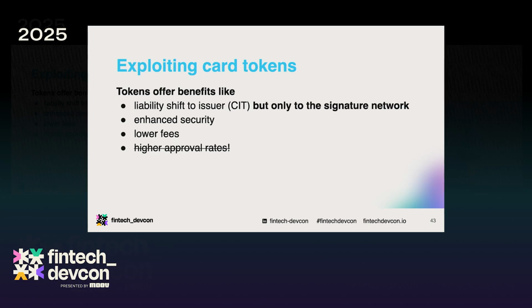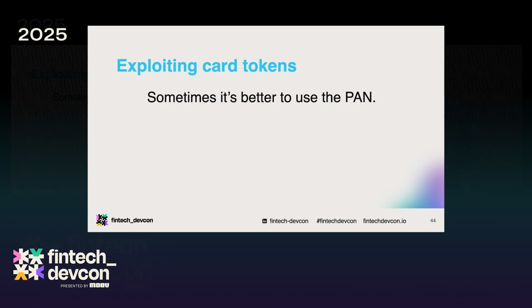In a perfect world, the liability shift only happens on the signature networks because of a very sneaky thing that the signature networks built into it, and experience has taught me that the higher approval rates are more a fairy tale than actual reality. It's still relatively close, but a 1% increase in authorization rate can mean a lot for your merchant. So that tells us that sometimes it's better to use the PAN. If we can, and we have both the PAN and the token, great, we can make a decision. We don't always have that, so we'll just have to use the cards that were dealt.